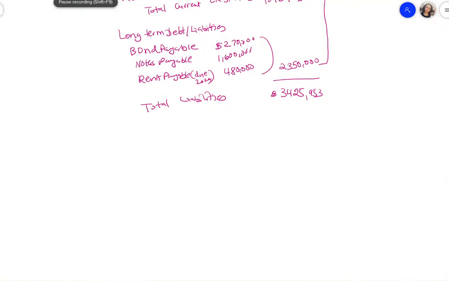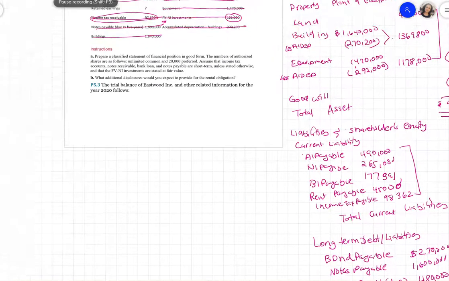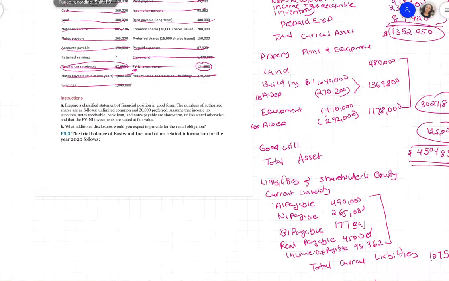After that, we have shareholders' equity. Under there, we are going to have capital shares. Capital shares are both your preferred shares and your common shares. When you're doing it, they tell you how many shares are authorized and how many shares were issued. In this case, they said 15,000 preferred shares were issued. We don't know how many were authorized. In this case, they did tell us unlimited common and 20,000 preferred shares were authorized.